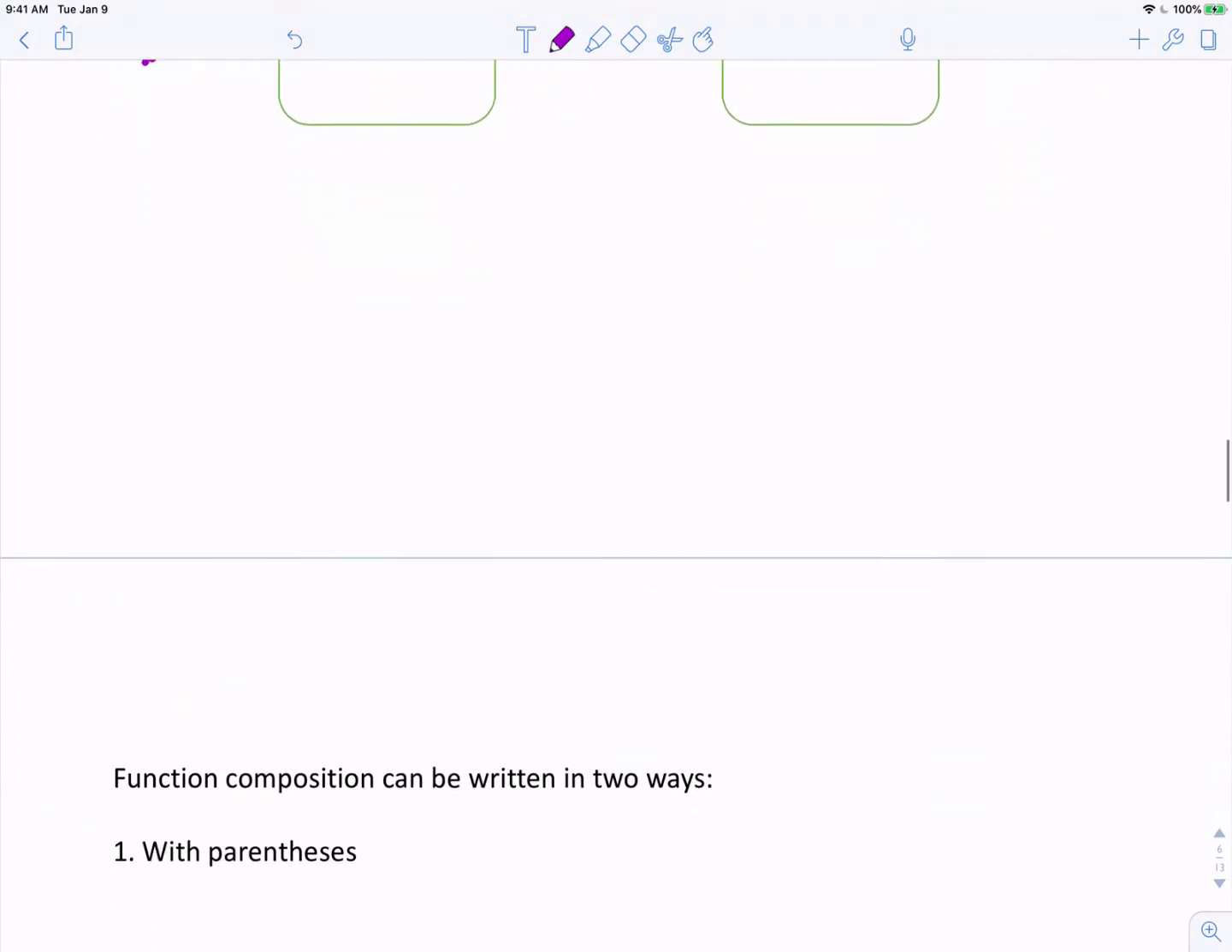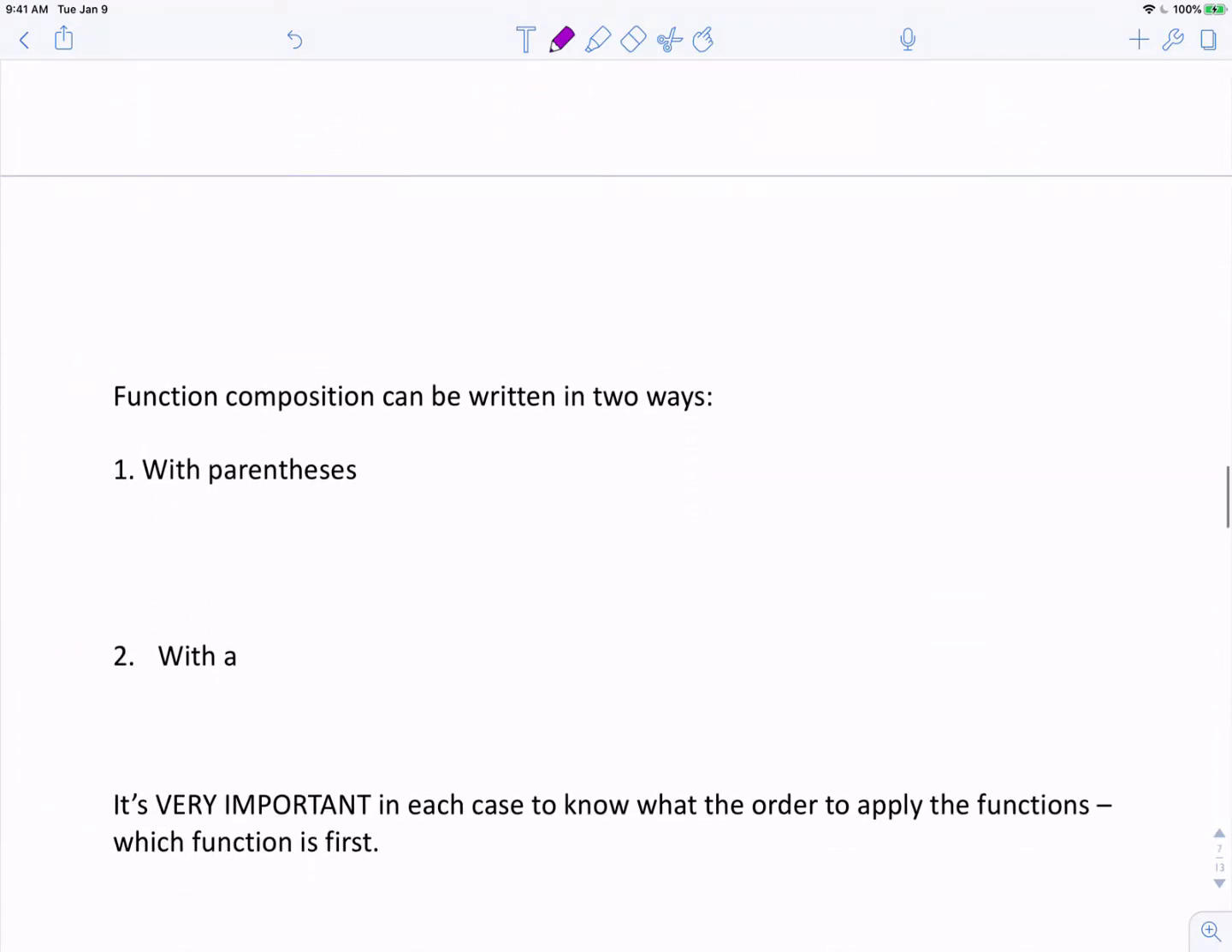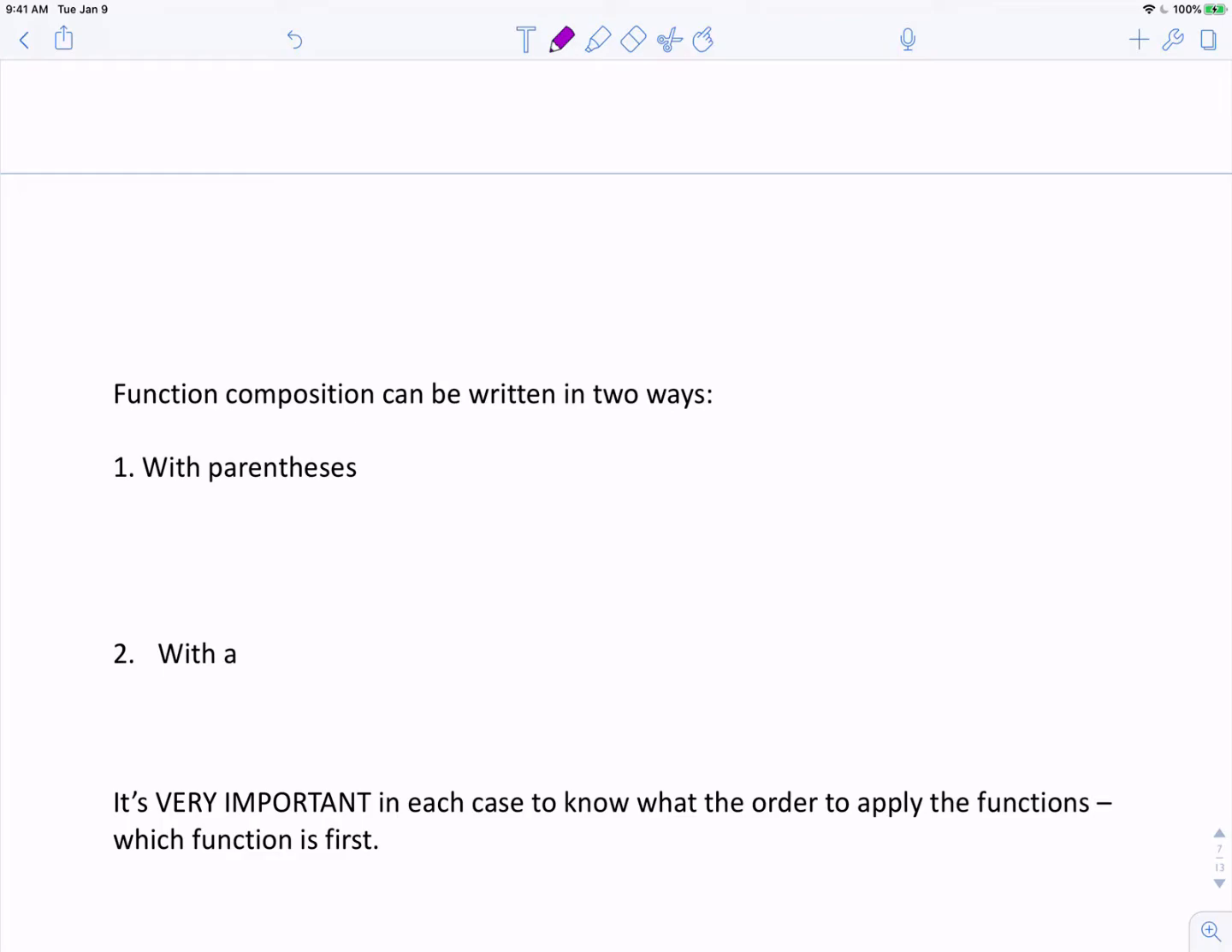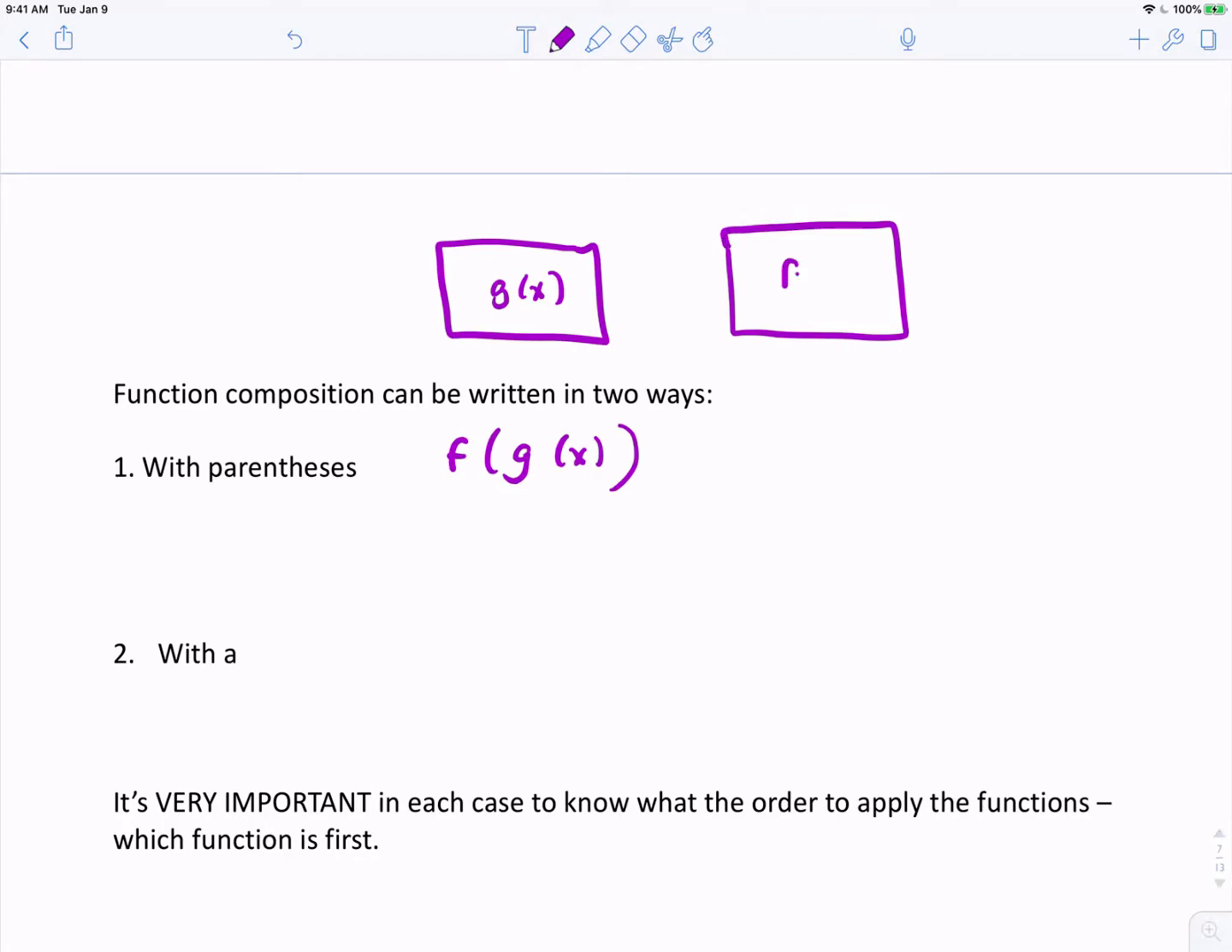So let's do some examples. Function composition can be written in two ways. Either you can write it in parentheses, so for example, f of g of x. And this is how you would write that first you apply one function. In this case, you would apply the function g, and then you would apply the function f. Or you can write it with a dot. So this same function could be written as f dot g of x.